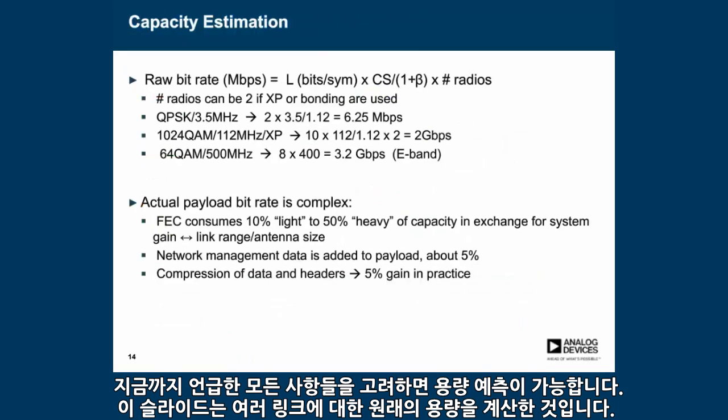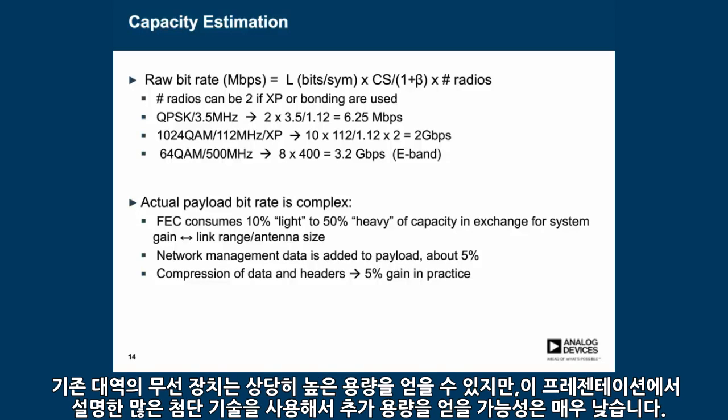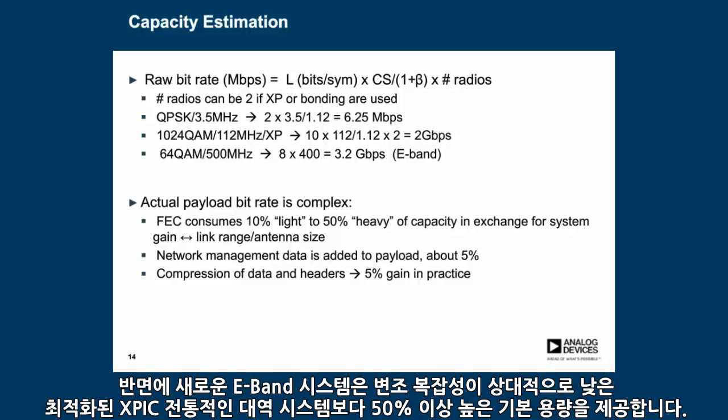When all of these considerations mentioned so far are taken into account, an estimate of the capacity can be made. In this slide, some calculations of raw capacity for various links are shown. You can see that the traditional band radio can achieve quite a high raw capacity, but since it is using many of the advanced techniques discussed in this presentation, the likelihood of additional capacity gain is very low. The new E-band system, on the other hand, delivers more than 50% higher raw capacity than the optimized cross-pick traditional band system, with a relatively low complexity modulation.